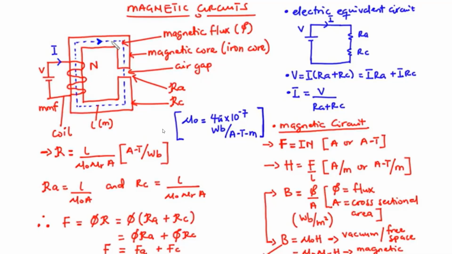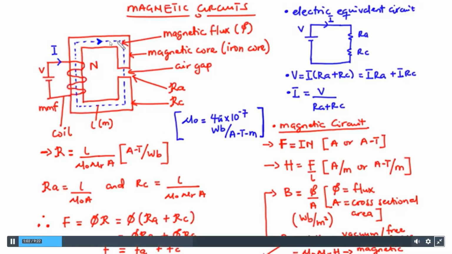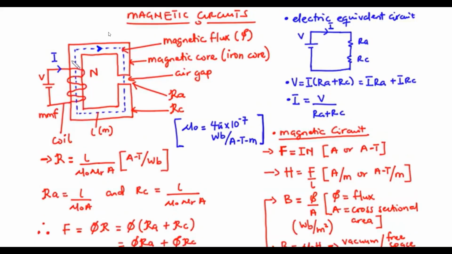Now, considering this circuit, we have a coil of N number of turns wound around the iron core, and let's assume that we have a DC voltage source in between the core. Now this voltage source is going to drive current, say I, through the core, thus generating a magnetic field around the core, which sets up magnetic flux within the magnetic circuit. Now this magnetic flux flows through the iron core as well as the air gap.